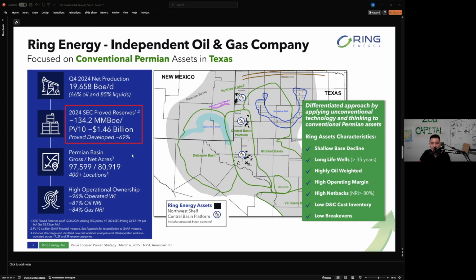Now let's look at Ring Energy as an example. As of year-end 2024, Ring Energy's net debt is around $383 million, and their PV10 here is 1.46 billion. If you do the math, the ratio is around 0.26, which is great.